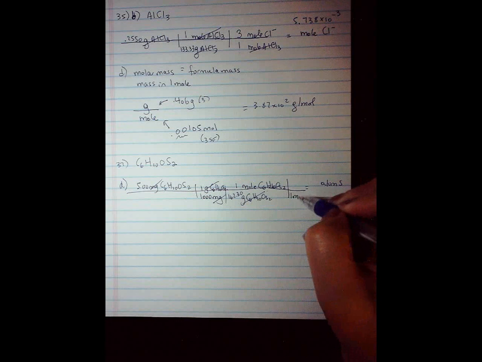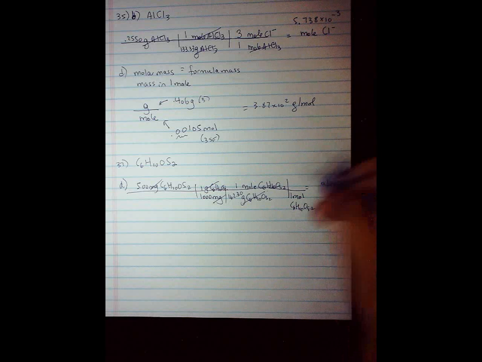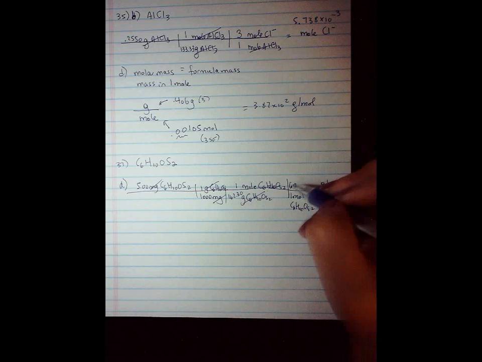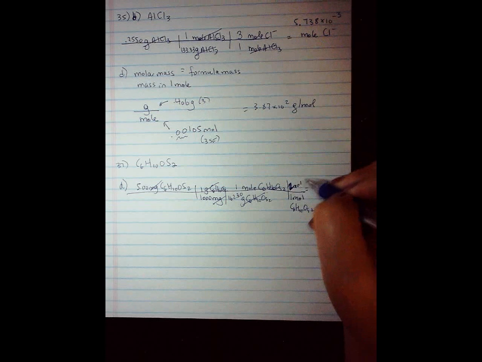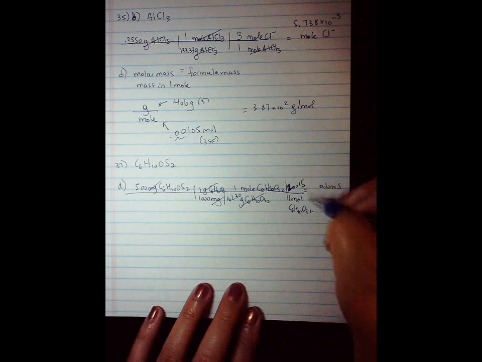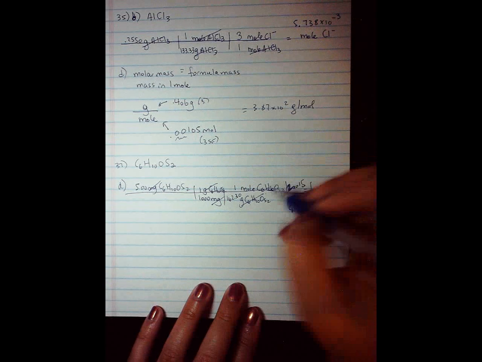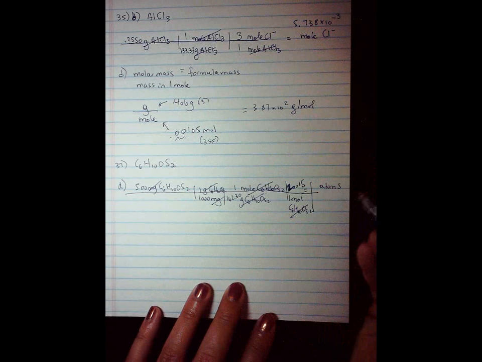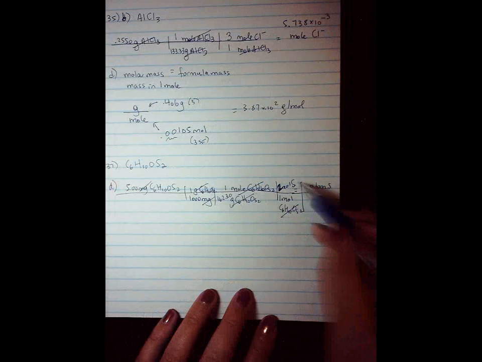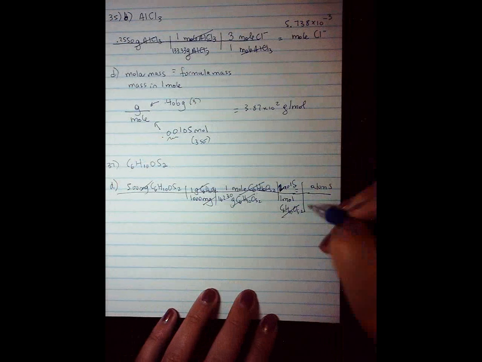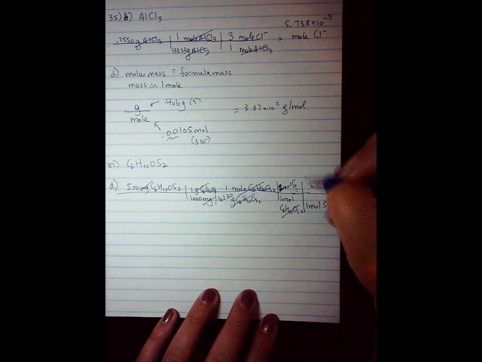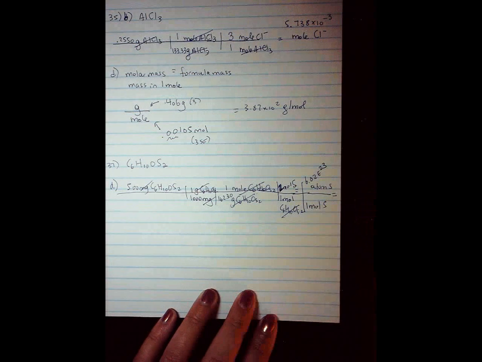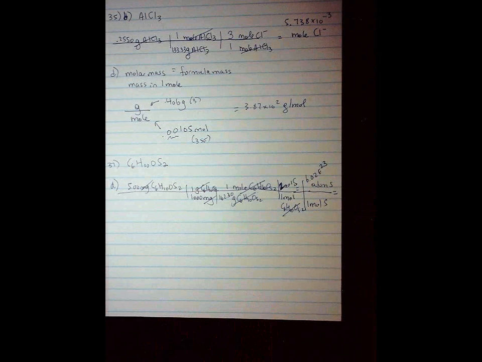I know that 1 mole of C6H10OS2 has 2 moles of sulfur, right? That's going to cancel out with that, and now I'm talking about sulfur instead of this anicillin business. And then if I wanted to change moles to atoms, I'd have to go one more step. 1 mole of sulfur has Avogadro's number of atoms. Okay? And now that's my entire setup for this particular problem.